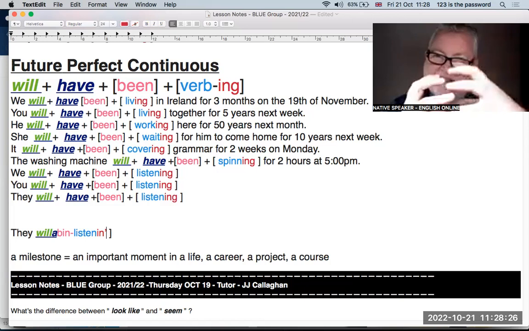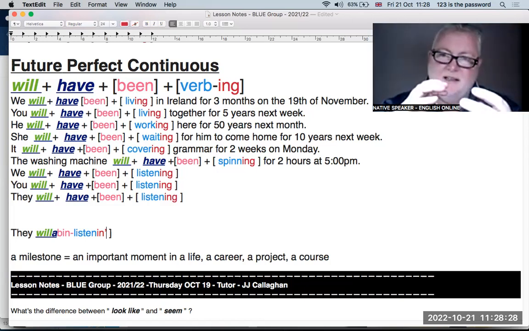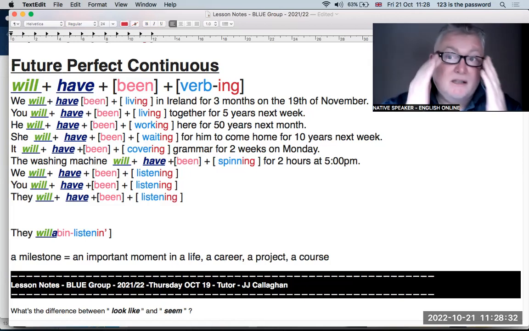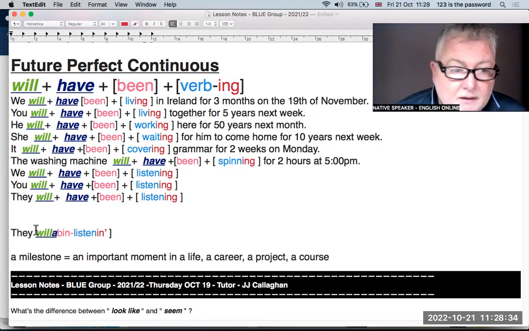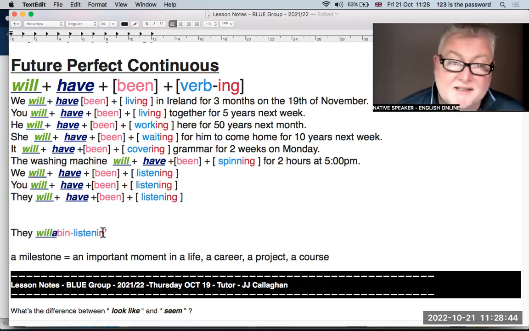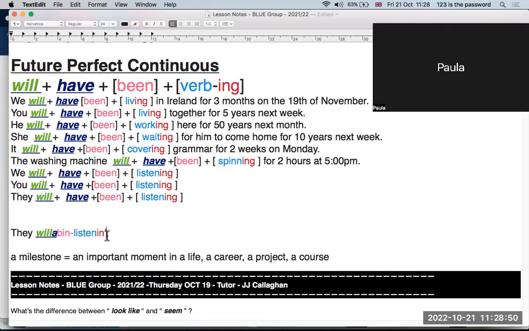Cutting, compressing, contracting, connecting. 6 C's of fluency. How could you say that? They will have been listening. Good. And don't forget Dunkin' Donuts. Yeah. They will have been listening.